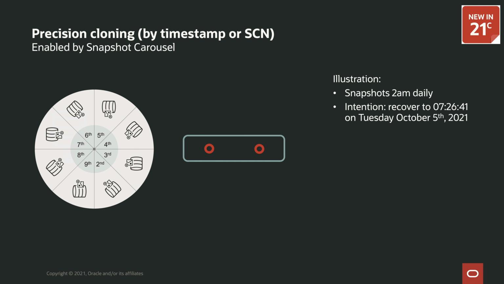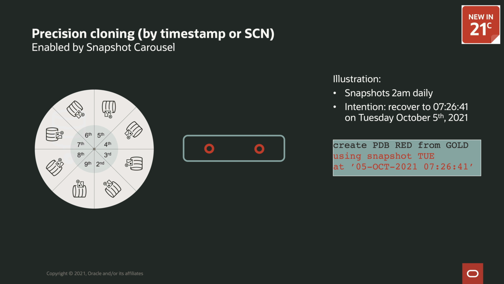An important enhancement to Snapshot Carousel, delivered with Release 21C, is precision cloning, as of a specific timestamp or SCN. In this illustration, snapshots are taken daily at 2 a.m. Our intention is to recover to 7:26 and 41 seconds on Tuesday, October the 5th, 2021. Here's the syntax. Create PDB red from gold using snapshot Tuesday at timestamp. Nice and easy. Let's see what happens behind the scenes.